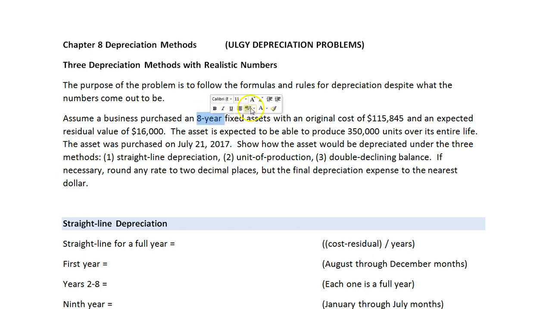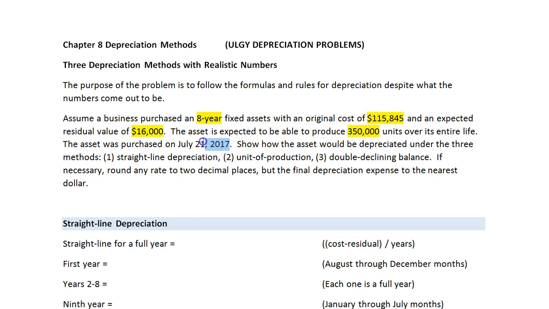We're going to be looking at an 8-year asset here. The original cost of this asset is $115,845. It has a residual value of $16,000, and it's expected to produce 350,000 units over its entire life. These are nice round numbers because they're based on estimates. That makes sense. This one's going to have sales tax on the number, so any purchase price of an asset is going to be a number that's not so pretty looking.